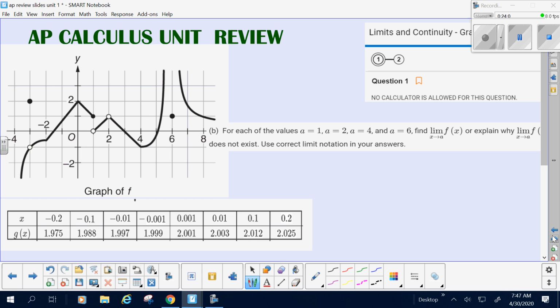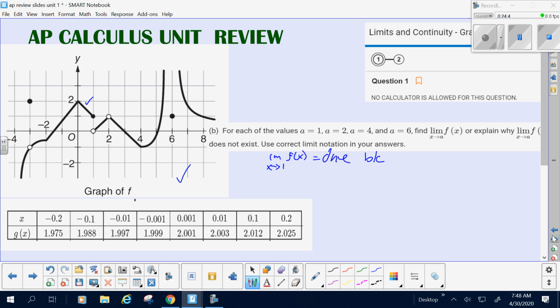B, for each of the values a equals 1, a equals 2, 4, 6, and so on, find the limit as x approaches a on the graph, f is the graph, or say why it doesn't exist. Use correct limit notation in your answer. So, for example, the limit as x approaches 1 of f of x, that's correct limit notation. The 1 would be a case of D and E. Now let's talk notation. D and E is acceptable, by the way, but you can write does not exist.